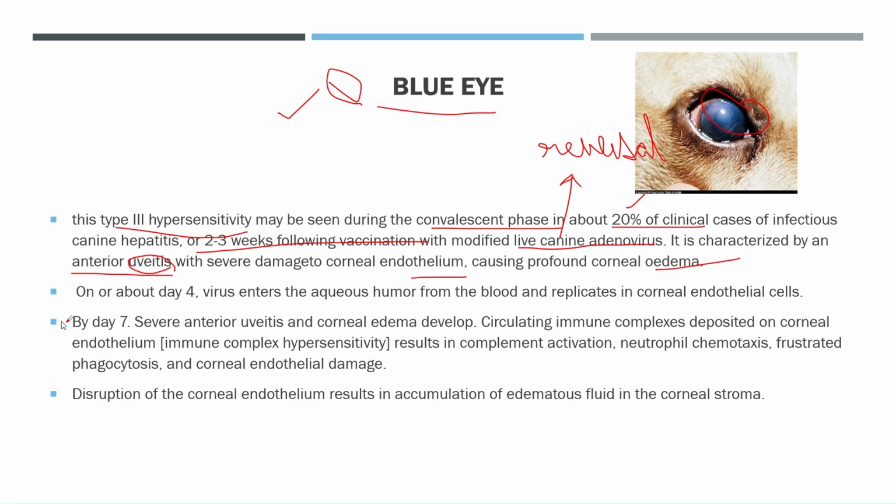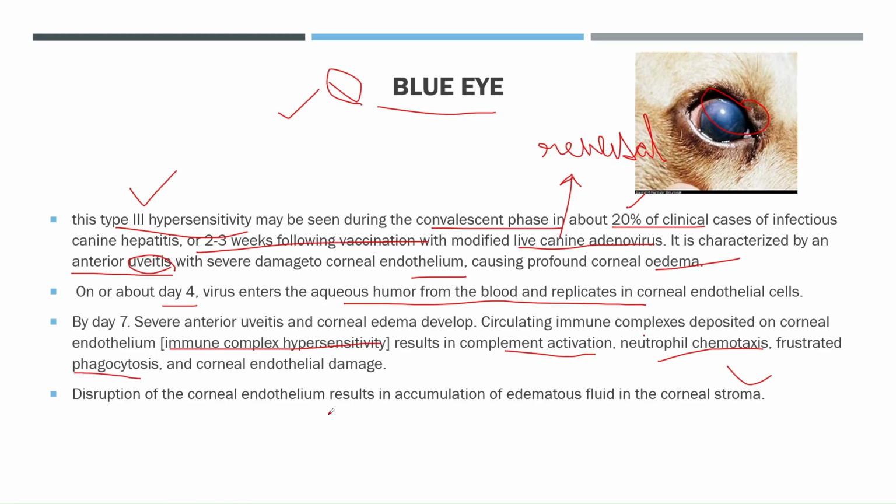Okay, now at about day 4, virus enters the aqueous humor from blood and replicates in corneal endothelial tissue. By day 7, anterior uveitis and corneal edema develop. Circulating immune complexes deposit on the corneal endothelium. Immune complex hypersensitivity type 3. Okay, results in complement activation. These all things you will get in microbiology. Neutrophil chemotaxis means attraction of neutrophils through chemicals. Frustrated phagocytosis means the phagocytosis will be exaggerated, causing corneal endothelial damage.